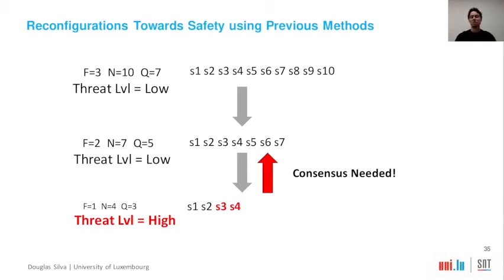Remember that the threat detector output is just a hint of what can happen the next moment. So the system could already be out of reach to reach consensus.